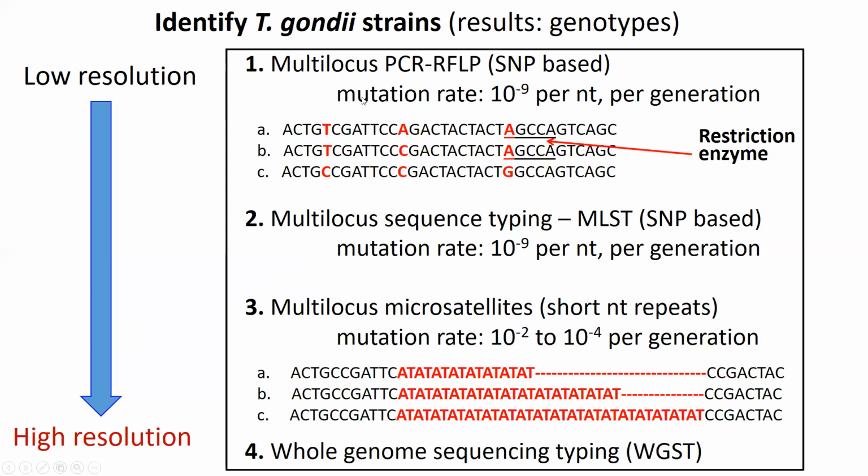The multilocus PCR-RFLP is based on single nucleotide polymorphisms, the SNPs. Here we have three samples, A, B, C. If you look at a fragment of the sequence, a stretch of sequence, and line up all three, you'll see that for the majority of those sites, the nucleotides are identical.